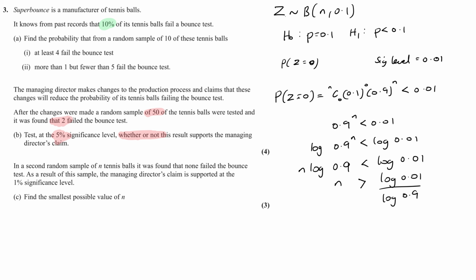So you just need to be careful with that. So we've got now log of 0.01 divided by log of 0.9. So we get n is greater than 43.709. Therefore, n is equal to 44. That is the smallest value of n that works. Okay, hope that one wasn't too bad for you there.